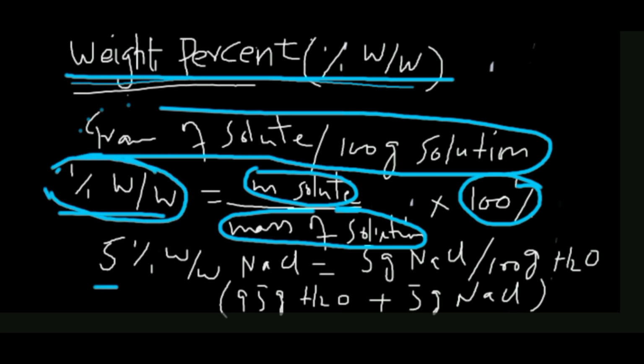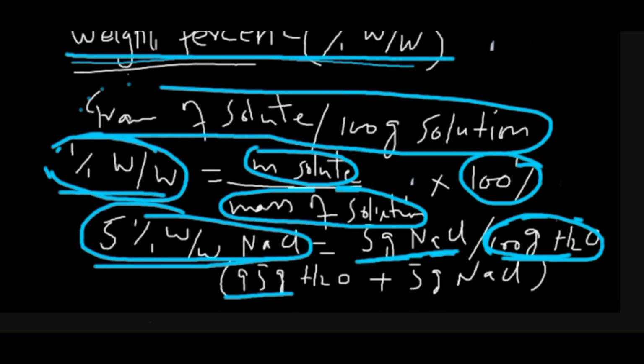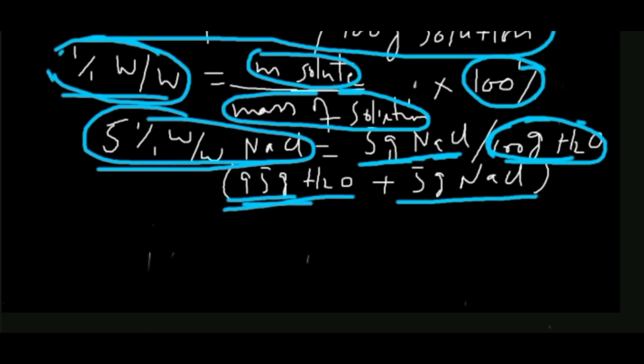For example, if we have a 5% weight by weight solution of sodium chloride, it means that we have 5 gram of sodium chloride which has been dissolved in solution. From this we can get a 5% solution of sodium chloride. It means that a 5% weight by weight sodium chloride solution contains 95 gram of water, in which 5 gram of sodium chloride has been dissolved. So this will be the 5% weight by weight solution of sodium chloride.